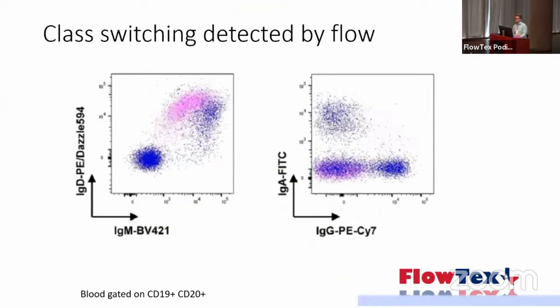And so, of course, class switch recombination can also be monitored by flow cytometry. I think, honestly, Meredith already showed this plot. And you can identify all of the different expression of IgD, IgM, IgG, IgA using various anti-antibody antibodies, which is fun to think about, really.